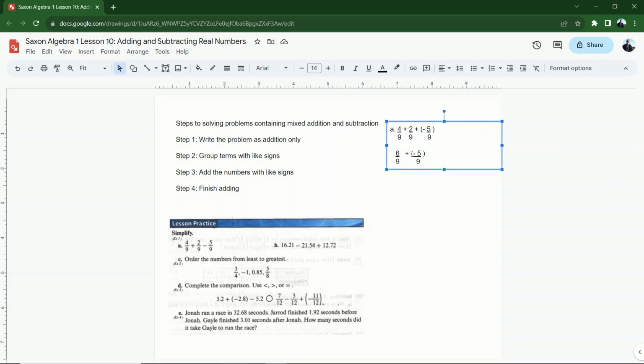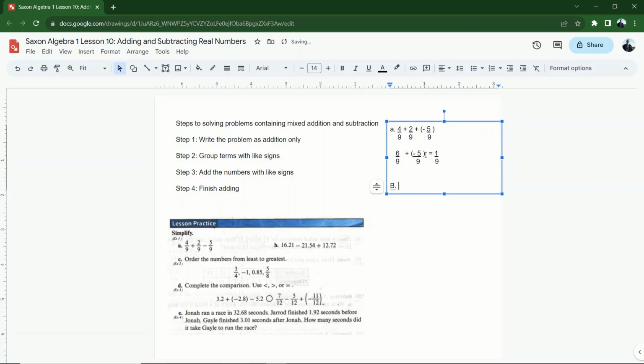And then I keep the sign of the one that had the largest absolute value. That was 6 ninths is bigger than 5 ninths. So I have to keep the positive sign. The answer is going to be 1 over 9. And that's my answer for this one. All right, let's take a look at another one. That one was kind of easy.